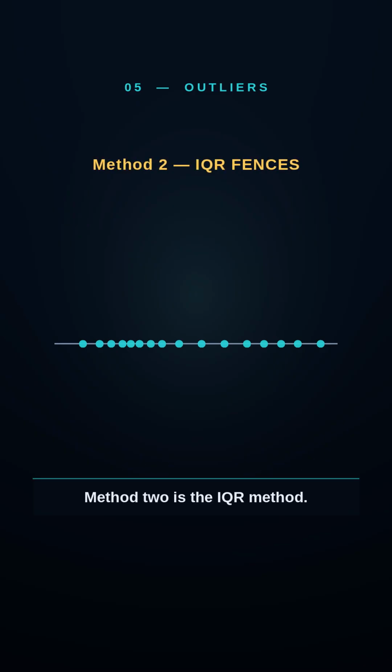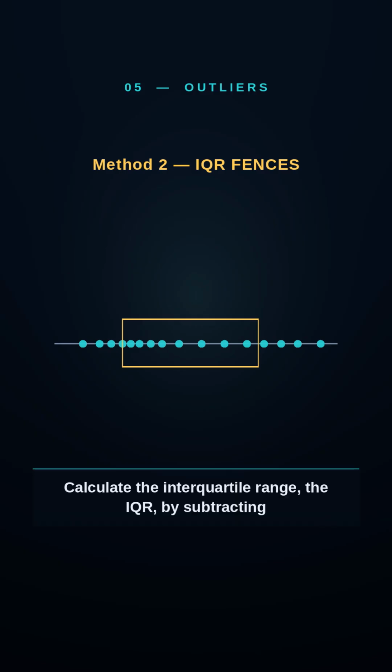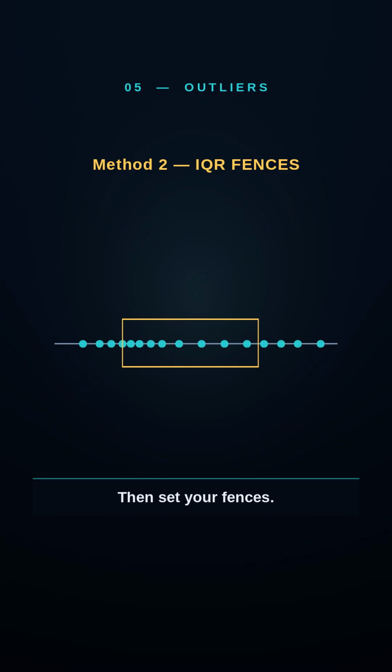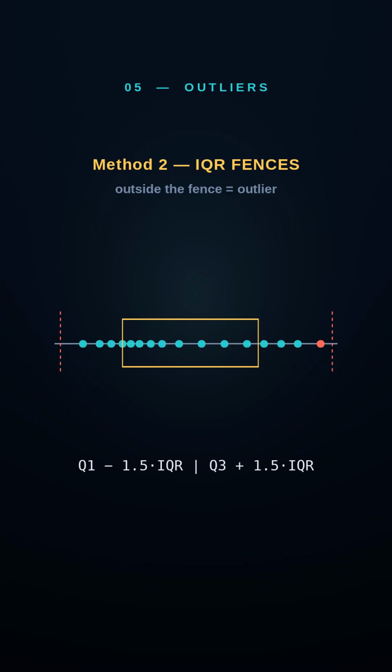Method 2 is the IQR method, and this one doesn't even need a normal distribution. Find Q1 and Q3, the quartiles that split your data into fourths. Calculate the interquartile range, the IQR, by subtracting Q1 from Q3. Then set your fences. The lower limit is Q1 minus 1.5 times the IQR. The upper limit is Q3 plus 1.5 times the IQR. Anything outside those fences, outlier. Flag it, investigate it. It might be a data entry error. Or it might be the most interesting data point in the whole set.